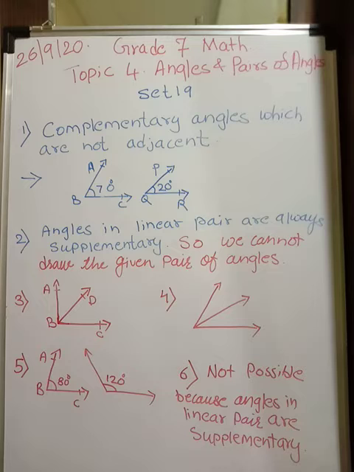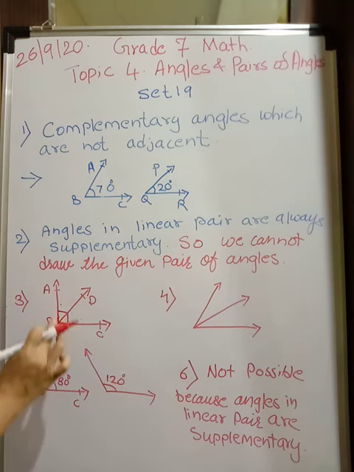The second question is angles in a linear pair which are not supplementary. Now angles in linear pair are always supplementary, so we cannot draw the given pair of angles. They are saying they should be in linear pair and they should not be supplementary. It is not possible. Third is complementary angles that do not form a linear pair. See, these two are complementary angles, angle ABD and DBC, because this whole is 90 degrees, so the addition of them is 90. These two angles are nothing but complementary, but they are not a linear pair. Why? Because the two arms which are not common do not form a straight line.